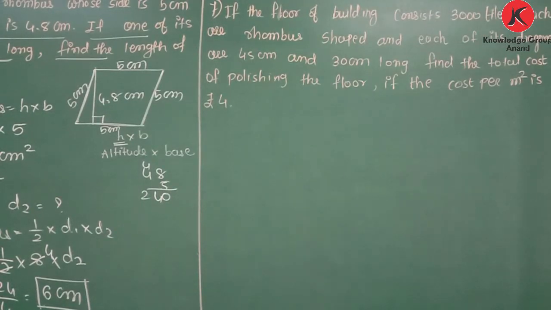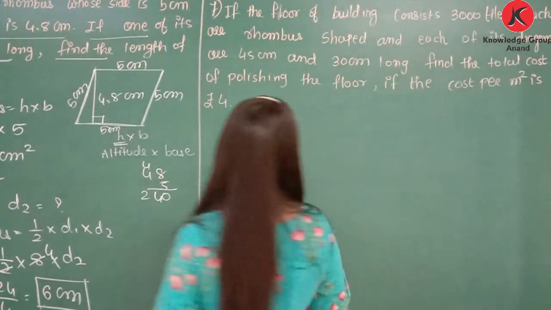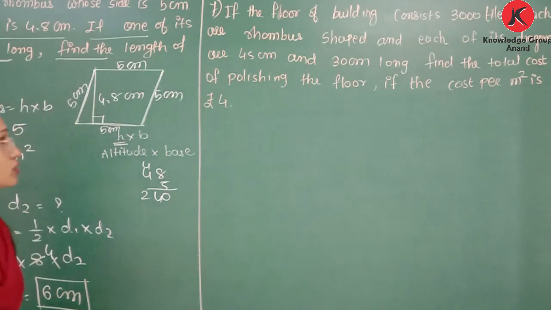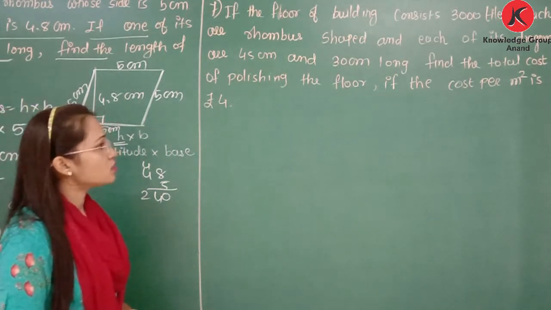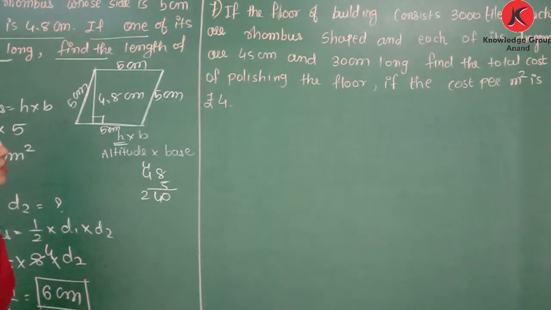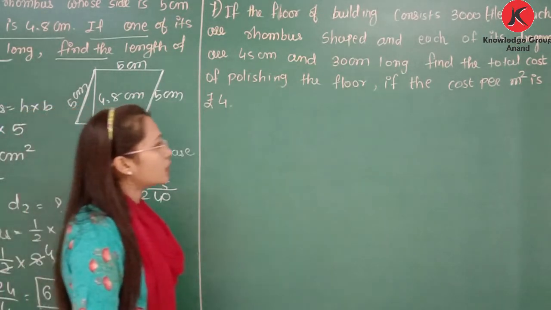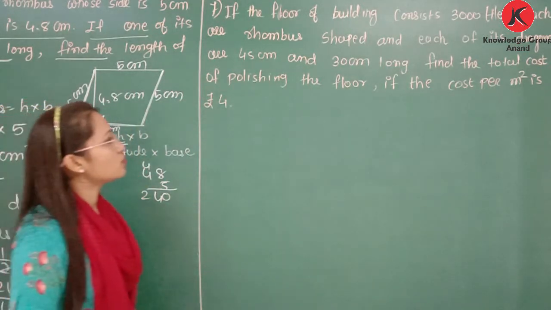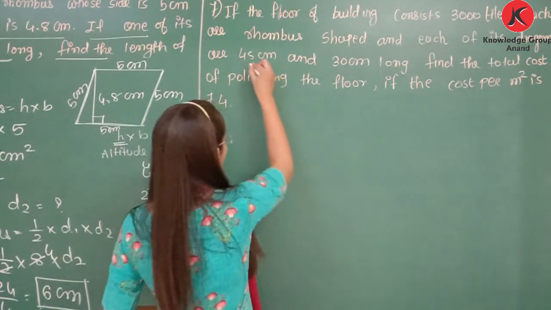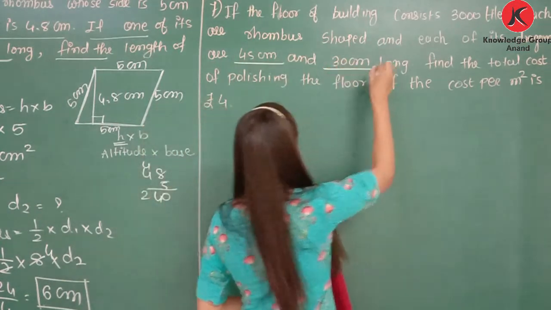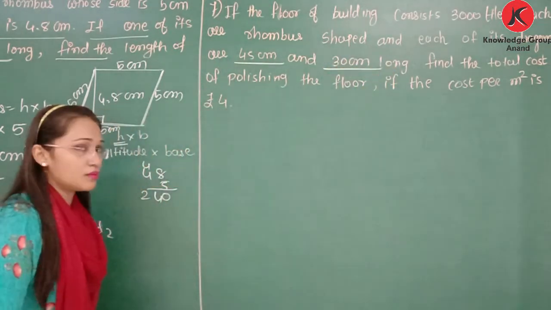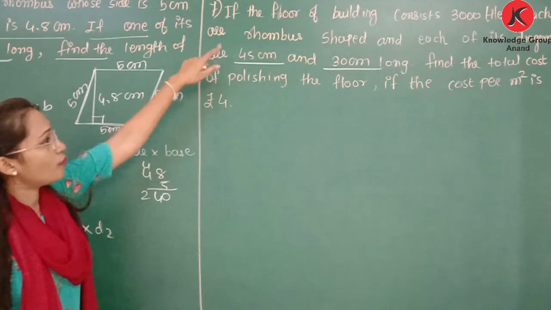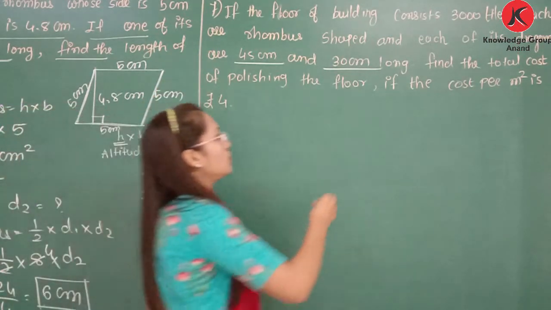Now next one is, if the floor of a building consists of 3000 tiles which are rhombus shaped and each of its diagonals are 45 cm and 30 cm long, find the total cost of polishing the floor if the cost per meter square is ₹4. Now here in the question you can see that diagonals are given 45 cm and 30 cm long. So how many tiles are there? Here we have 3000 tiles.